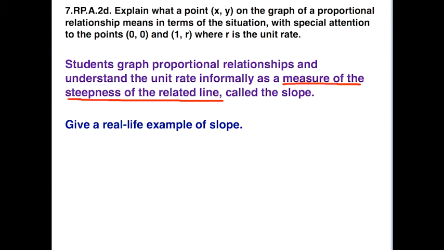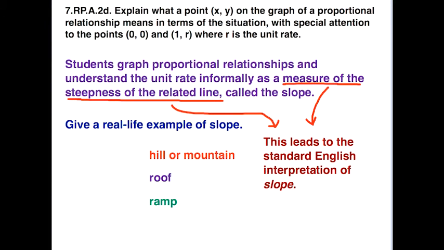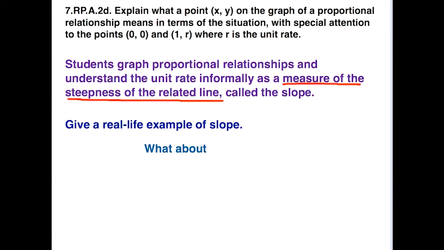If you were to ask students to give a real-life example of slope, in all likelihood, what's going to happen is we're going to get examples like this: a hill or a mountain, a roof, a ramp, something dealing with the steepness of something. Now what happens here is that this leads to the standard English interpretation of slope, and it takes away from the mathematical meaning.